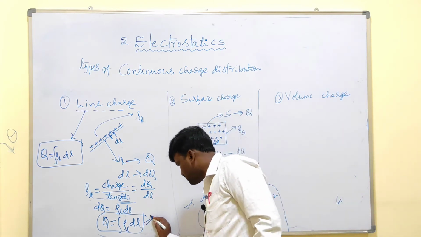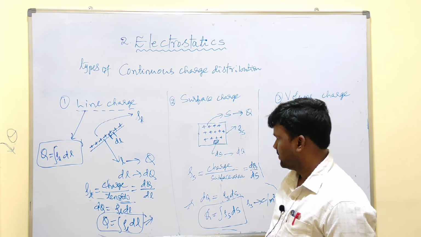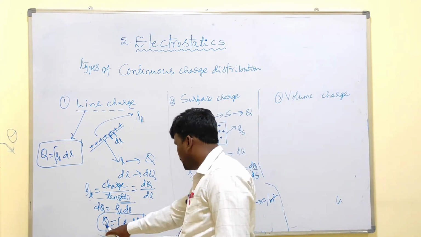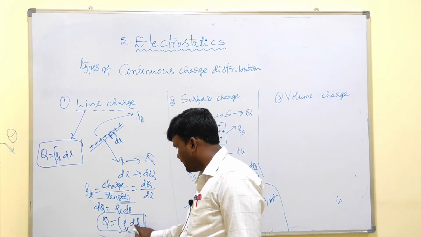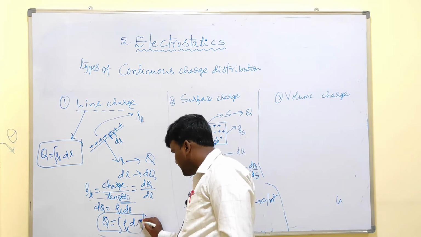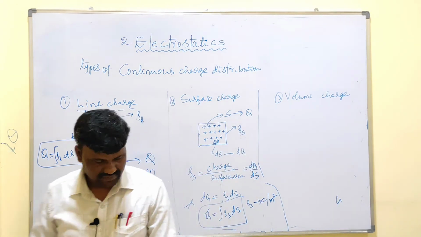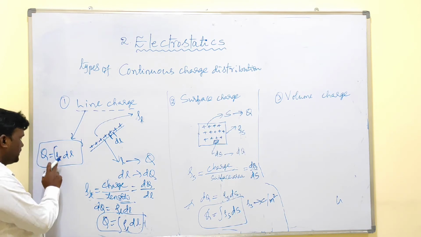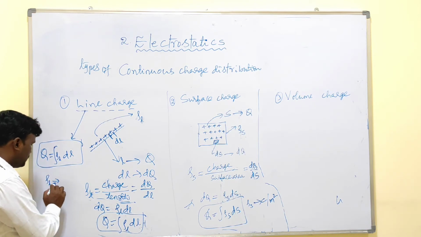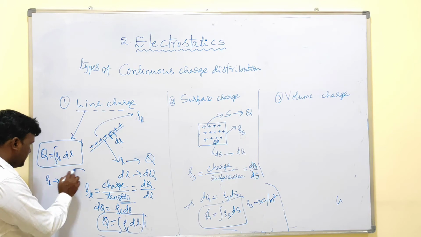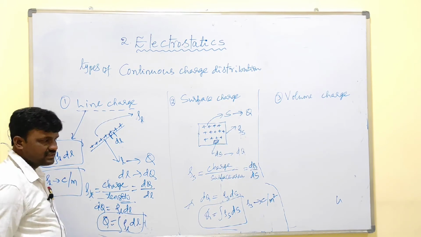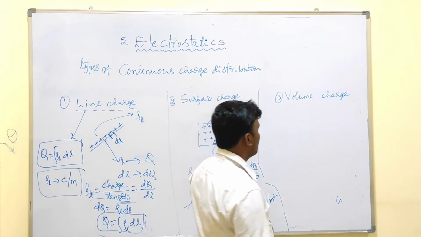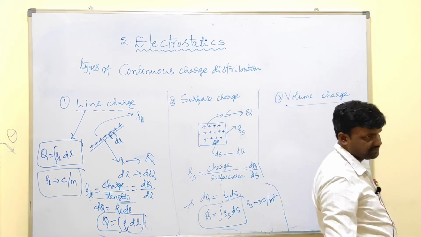Here it is measured in terms of what? The unit of rho L. Q is coulombs. Here dl means length, and it is measured in meters. So rho L should be in coulombs per meter. C means coulombs.